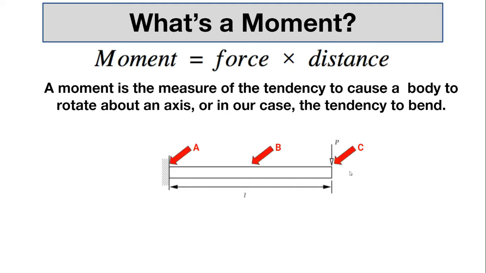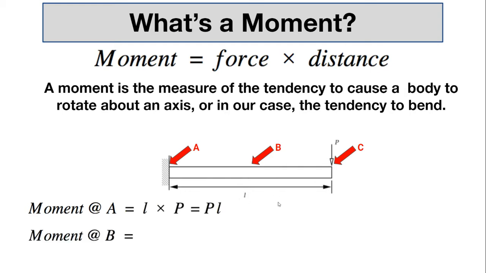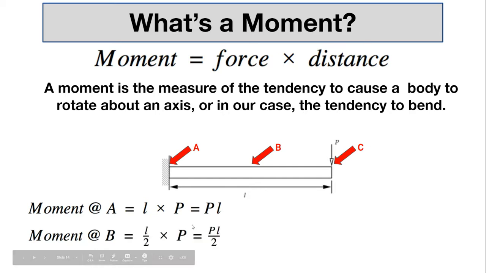If we calculate the moments at A, B, and C, A is going to be the load times L, so the largest. B is going to be the load times L divided by 2, and C is going to be 0, because it's right underneath the load. This is where we're going to stop this video, so it doesn't become too long.